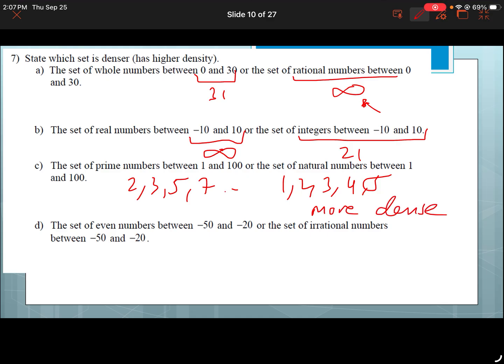Right? Because this has, I think it's 21 prime numbers. I can't remember the exact number, but I think there's 21 prime numbers between 1 and 100. And between 1 and 100, there's obviously 100 numbers, right? So 100 numbers is more dense. What do we have more of?